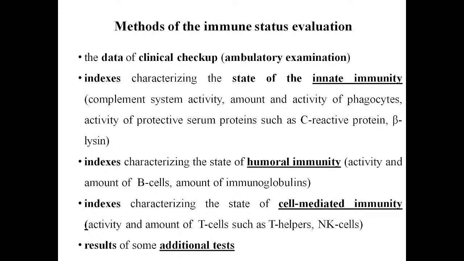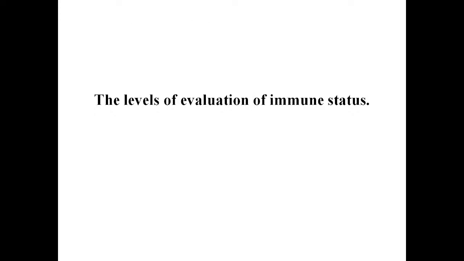Then, indexes characterizing the state of cell-mediated immunity. You know that cell-mediated immunity includes T cells. So we can detect amount and activity of T cells, for example, T helpers, and also natural killer cells. Natural killer cells are not T cells, but they are also included in cell-mediated immunity. And results of some additional tests that we will discuss.